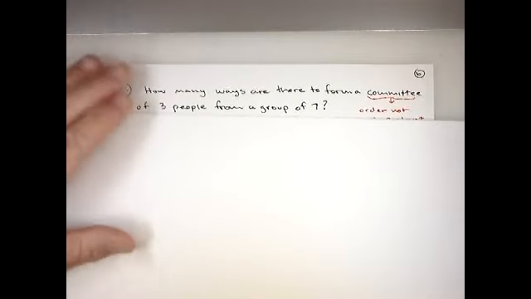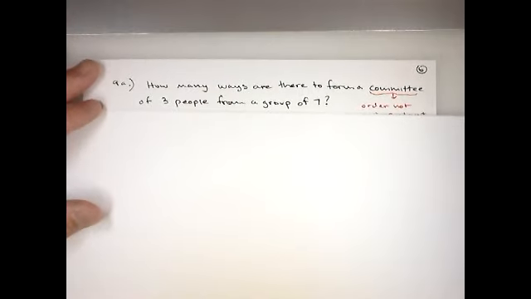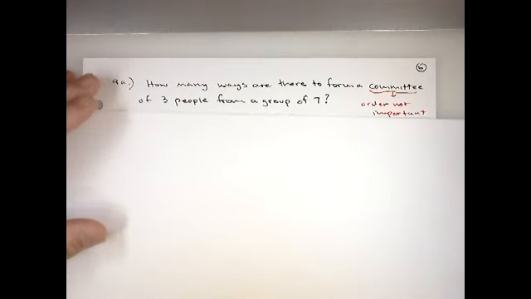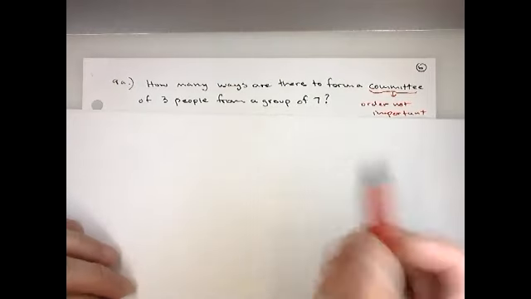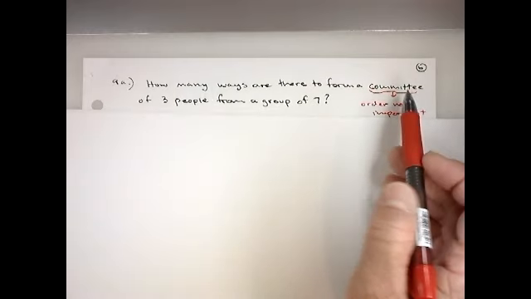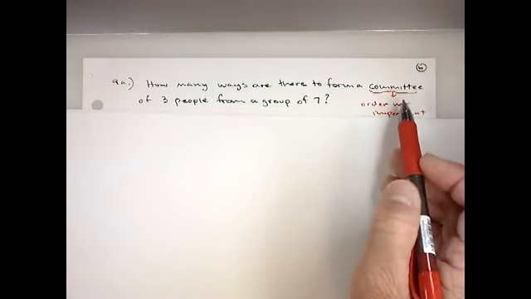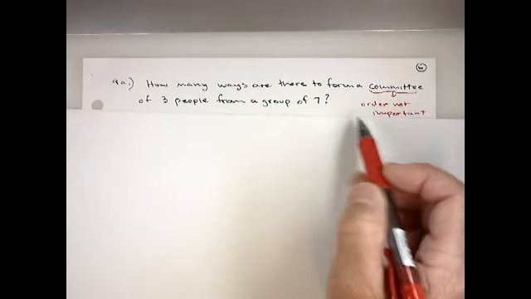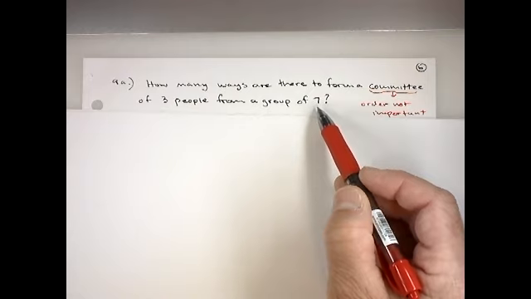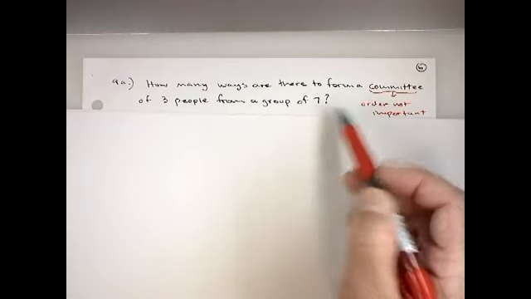Some problems you'll see, you have to read into them to decide whether it's a combination or a permutation. You have to decide if order matters or not. One common code word: if someone asks how many ways to form a committee of 3 people, a committee of 3 people doesn't really imply any kind of order, right? We're just selecting 3 people, in this case from a group of 7.